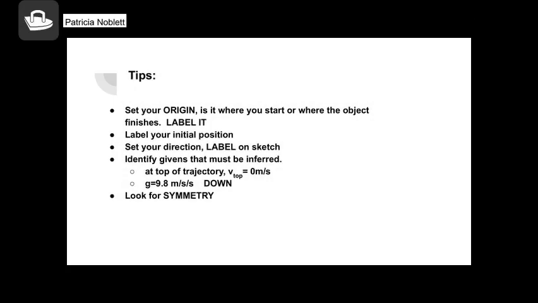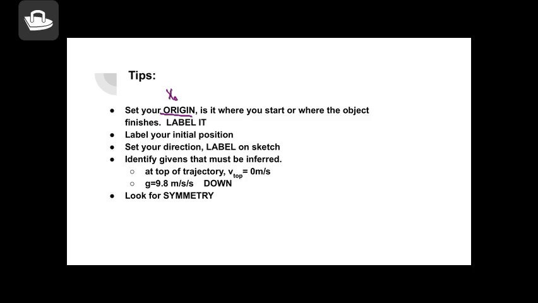All right, so just some tips if we're doing some numerical problem solving. You want to make sure you set your origin, meaning your initial position is where you start the object. Make sure you label it on your graph. Typically I say wherever I'm going to make my time t equals 0, that's where I want to put my position equal to 0. So we make sure that we put that in there. Label that initial position, set your direction, label it on the sketch.